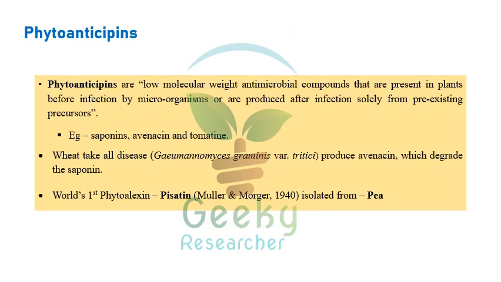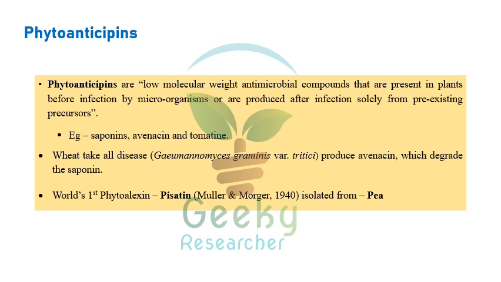So coming to the phytoanticipins, phytoalexins and phytoanticipins are more or less similar, but I will tell you the main difference. These are all low molecular weight compounds produced before infection by microorganisms, whereas phytoalexins are produced after plant infection. Saponin, avenacin and tomatin are examples of phytoanticipins. For example, in wheat take-all disease, Gaeumannomyces graminis tritici produces an enzyme that degrades the avenacin, which is a saponin.